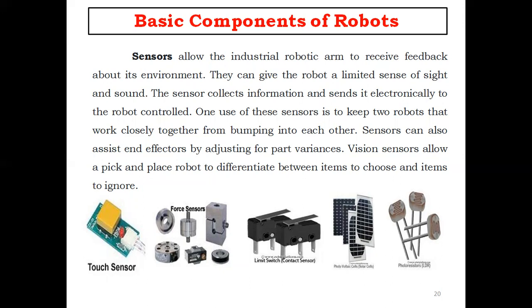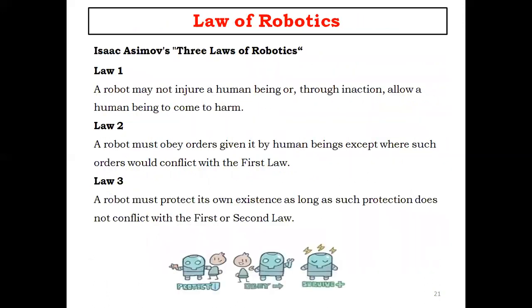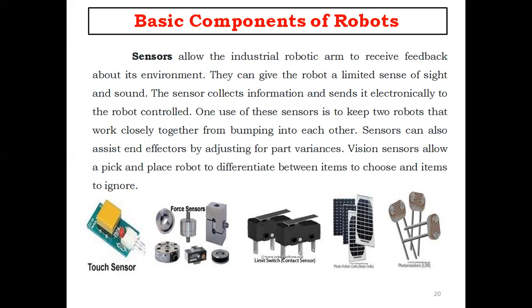One use of sensors is to keep two robots which work closely together from bumping into each other. Similarly, sensors can also assist by adjusting for part variances. And we have vision sensors, which allow a pick and place robot to differentiate between items to choose and items to ignore. So we have different sensors: a touch sensor, a force sensor, a contact sensor, LEDs, solar cells.